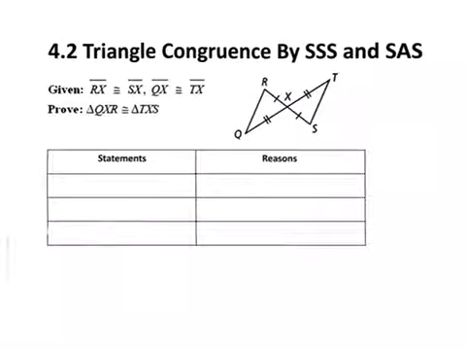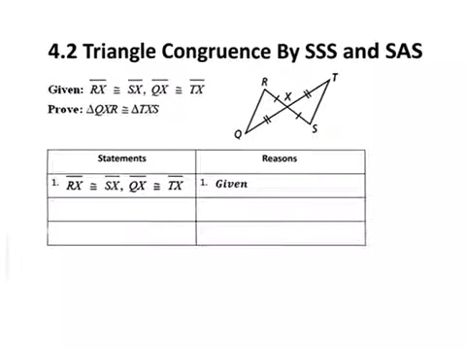All right, now we've got a proof. They've given us that segment RX is congruent to segment SX and that segment QX is congruent to TX. They want us to prove that the two triangles QXR and TXS are congruent. First step, restate our given.